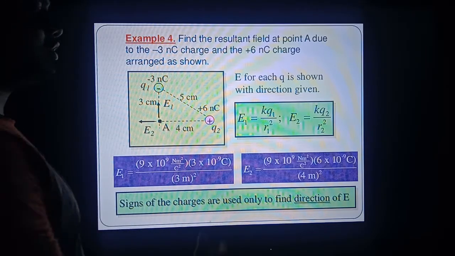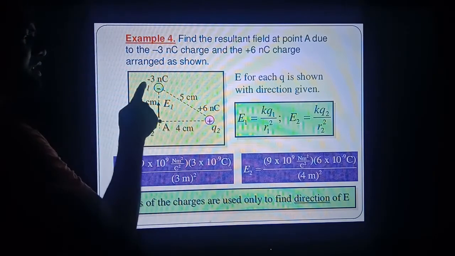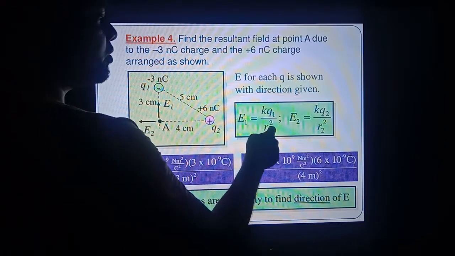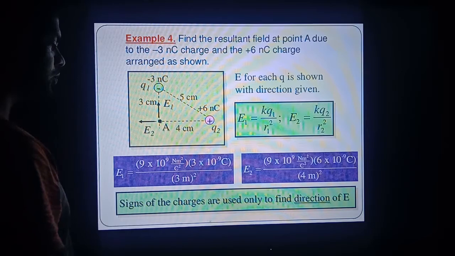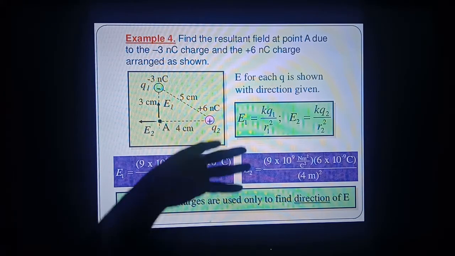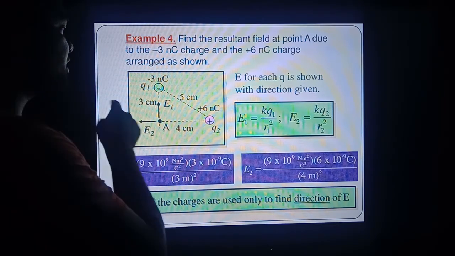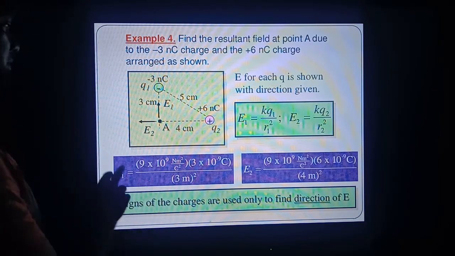So let's see. We know very well E1 will be equal to KQ1 upon R1 square. E1 is the electric field due to this charge, and E2 is equal to KQ2 upon R2 square. R1 is 3 centimeter and R2 is 4 centimeter. We will convert into meter. Now see, actually in this problem, this is not centimeter. Put it in meter. Okay. Now it is in meter.